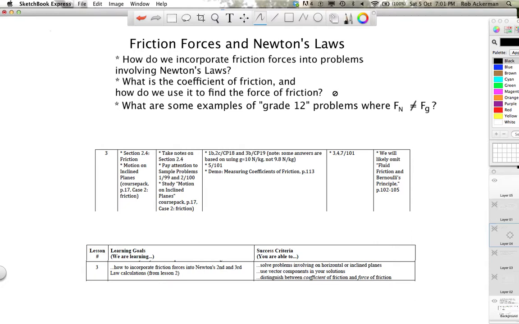And hopefully, if we just scoot down to here, to the learning goals and success criteria, I'll let you read most of these on your own, but one that's really important, and a lot of students get tripped up here: you've got to be able to distinguish between the coefficient of friction, that's this up here, and the force of friction. Please make sure that before you finish today's video, you clearly understand that the coefficient of friction is not the same as the force of friction.